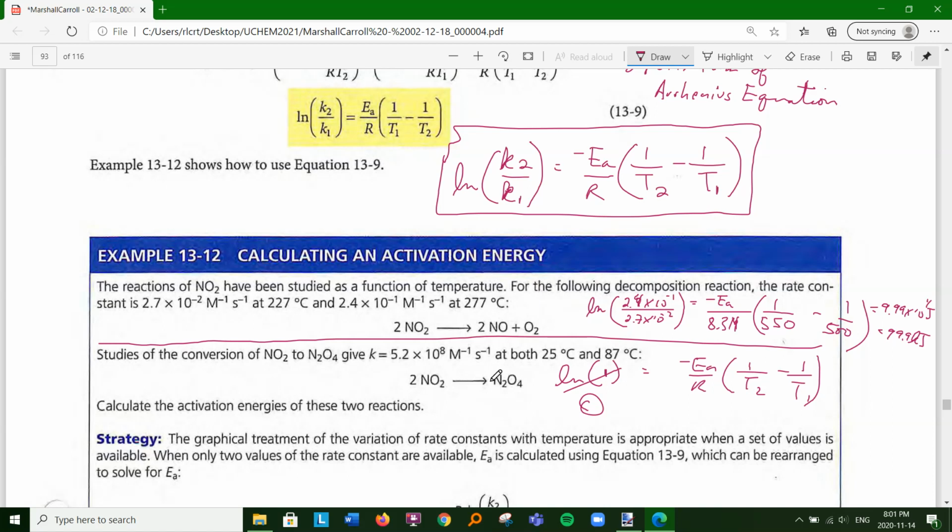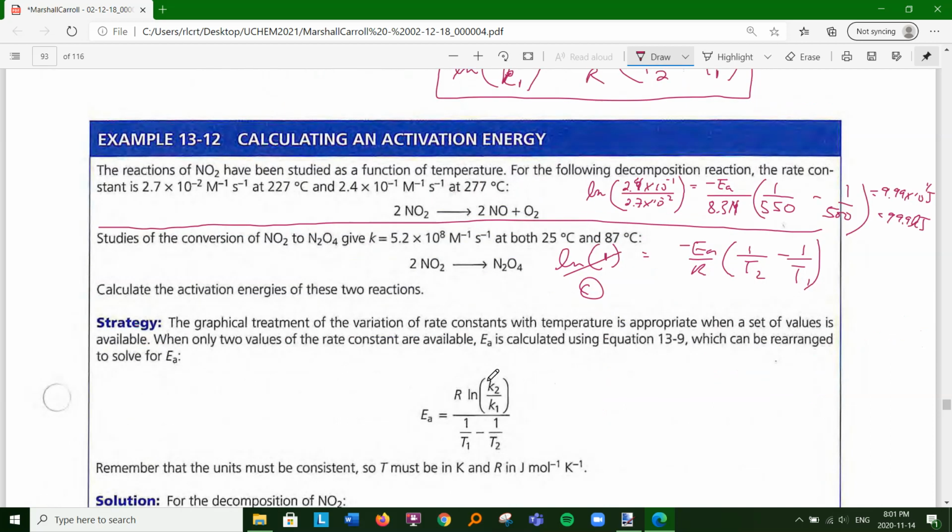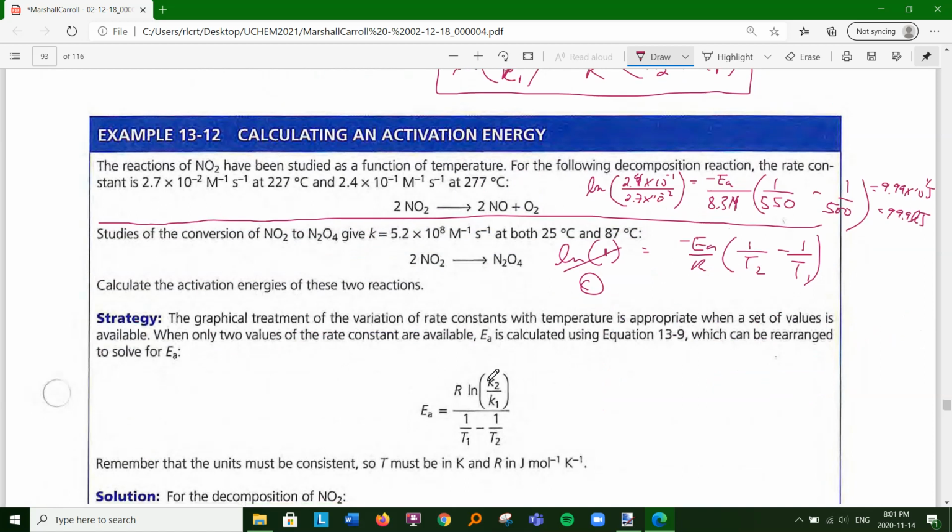So there's just a bond being formed. So they're saying there is no activation energy. Activation energy is 0. There's no bonds breaking, no fancy rearranging. You're just smashing things together.